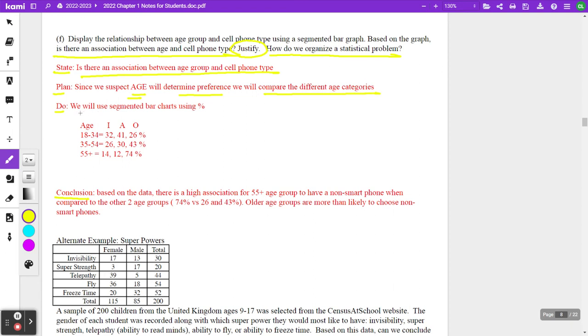So remember, when we're dealing with association, we like to use segmented bar charts using percentages. I've already done the math for you guys. If you're 18 to 34 and choose an iPhone, it's 32%, Android 41%, other 26%, then 35 to 54. So you can kind of see this.